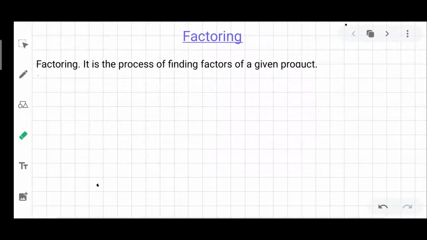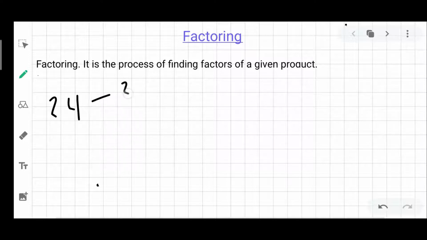So today we will discuss factoring. So what is factoring? It is a process of finding factors of a given product. Given the product, we will need to get the factors. Let's say for example, we have 24. What are the factors of 24?